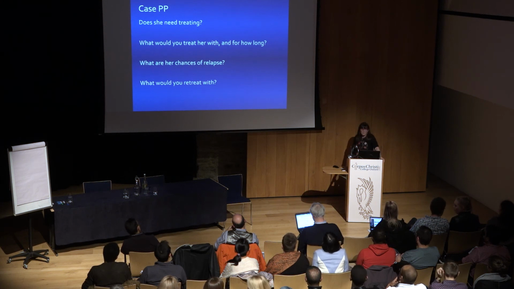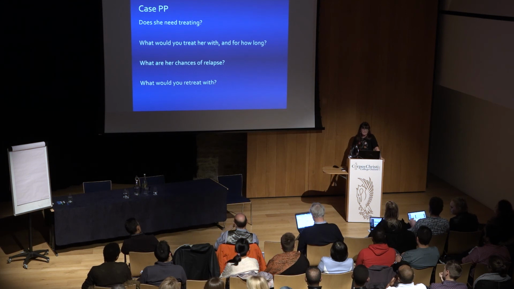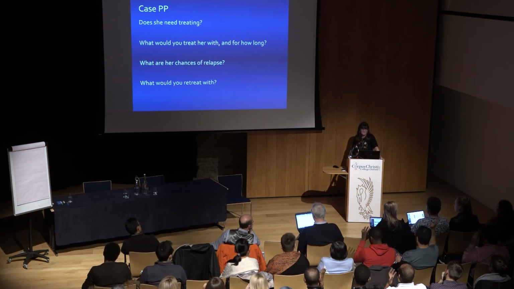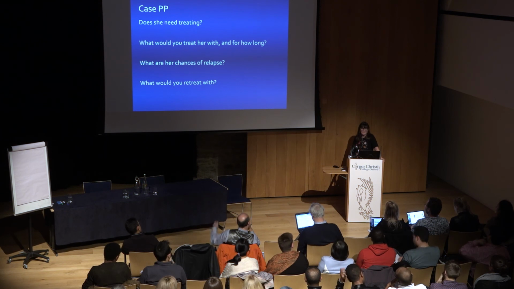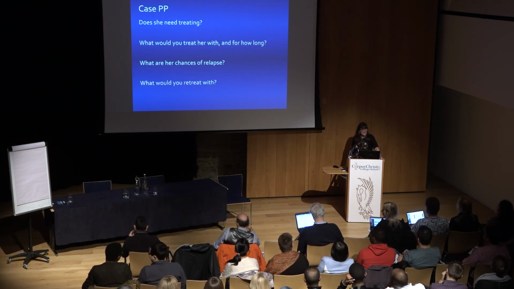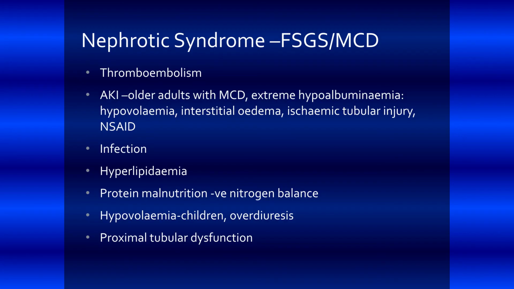And what are her chances of relapse? What do we think about that? 10%? 20%? 30? 40? 50? 60? We've got about even for everything from 20 to 60 so far. Okay, and we'll move on to retreatment, I think, once we've gone through a little bit of the evidence.